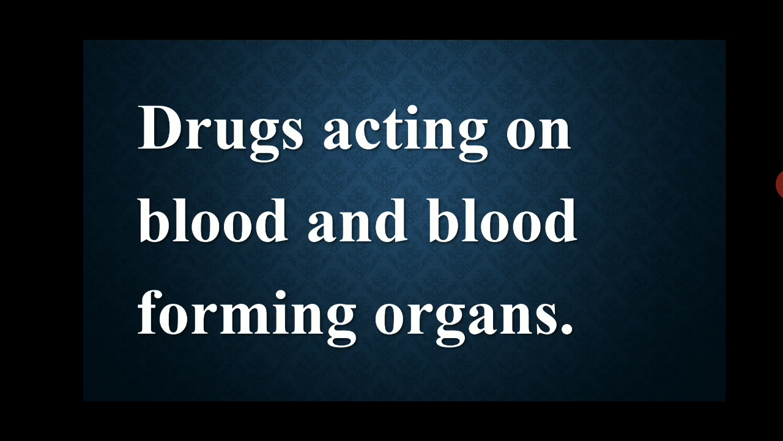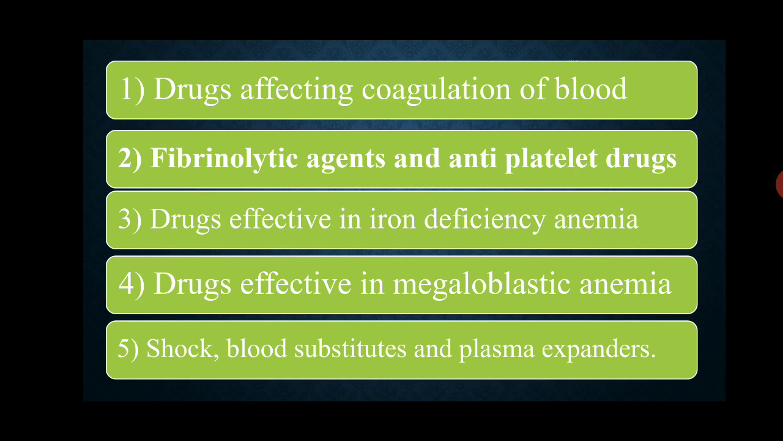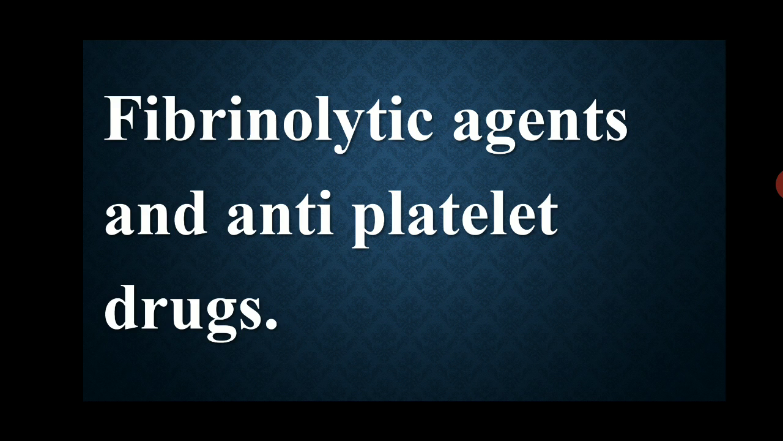The new unit started in the previous lecture, drugs acting on blood and blood forming organs, and that unit contains 5 chapters, like drugs affecting coagulation of blood, which we explained previously. Today we will discuss a new chapter, that is fibrinolytic agents and antiplatelet drugs. Fibrinolytic agents, antifibrinolytic agents and antiplatelet drugs are covered today.